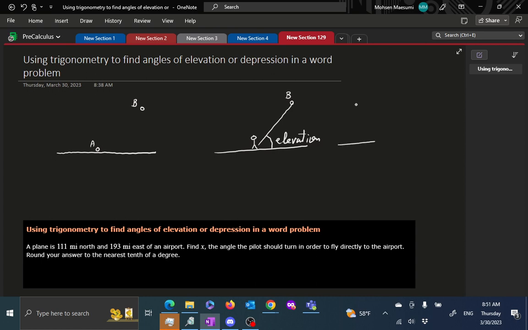Sometimes you are in the opposite setting, where you are at location B and you're looking at location A. Perhaps you're in an airplane or a balloon up here and this is where you want to land. Then the angle of depression is what I'm drawing here. This is the depression angle. So in these problems we are aiming to find these two angles.